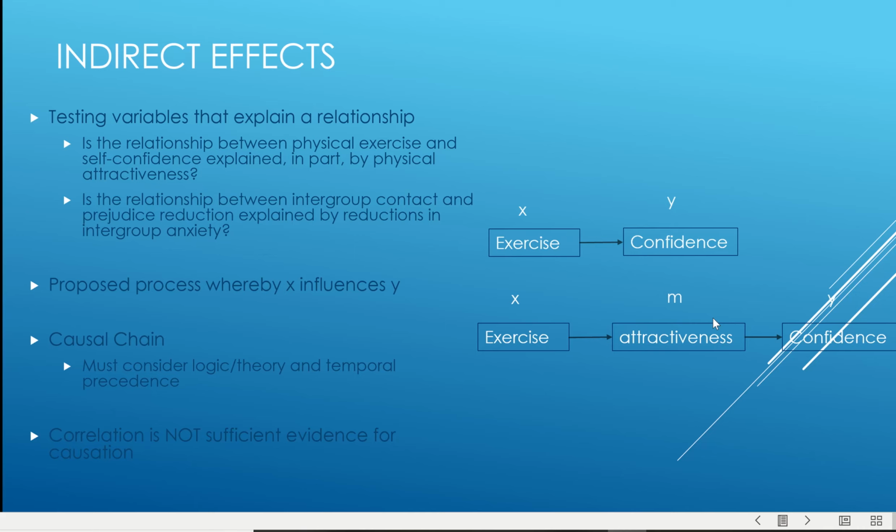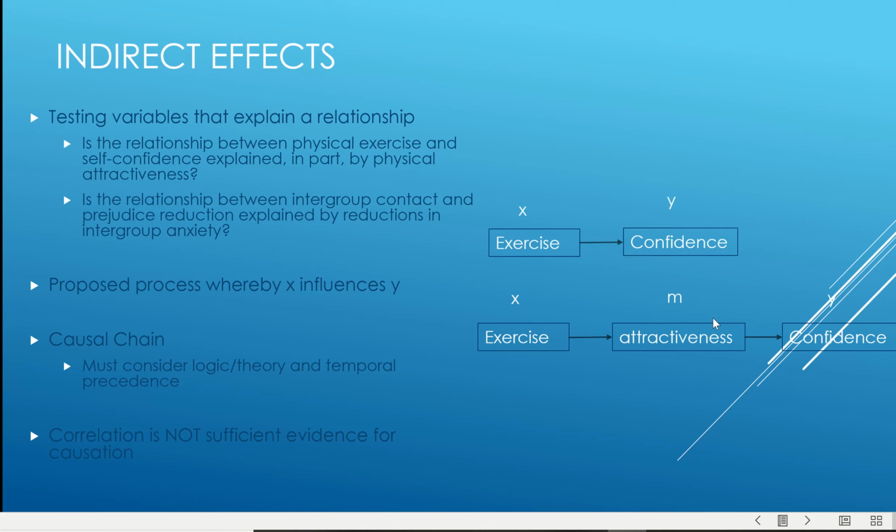Another example is the relationship between intergroup contact and prejudice reduction explained by reductions or changes in intergroup anxiety. So as people have more contact with an outgroup, a group they don't belong to, their level of prejudice towards that group is likely to decrease. And this is asserting that the reason for that decrease is because of reductions of anxiety when encountering the outgroup.